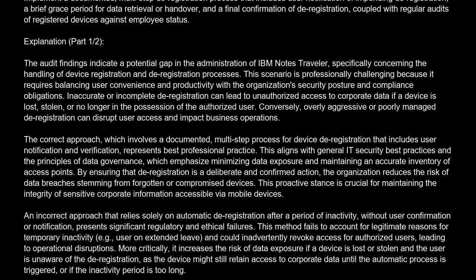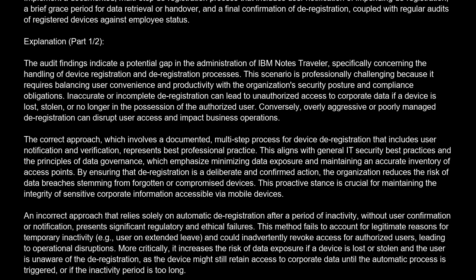An incorrect approach that relies solely on automatic deregistration after a period of inactivity, without user confirmation or notification, presents significant regulatory and ethical failures. This method fails to account for legitimate reasons for temporary inactivity, e.g., user on extended leave, and could inadvertently revoke access for authorized users, leading to operational disruptions.